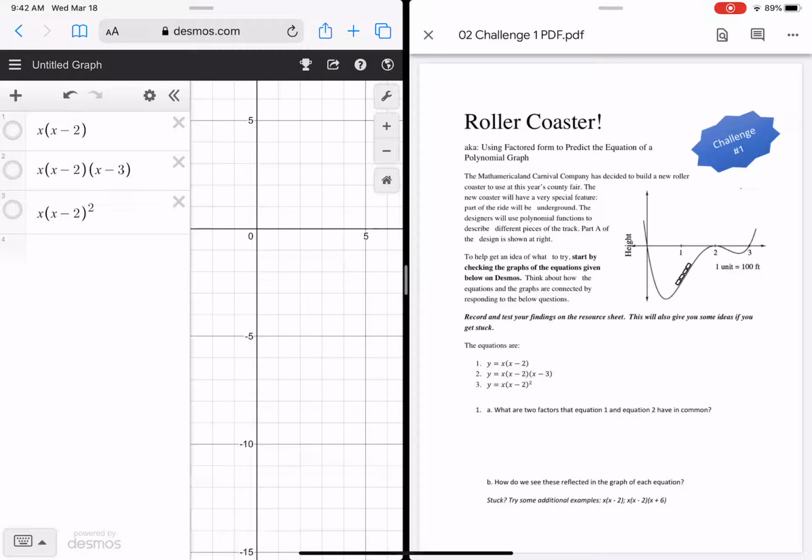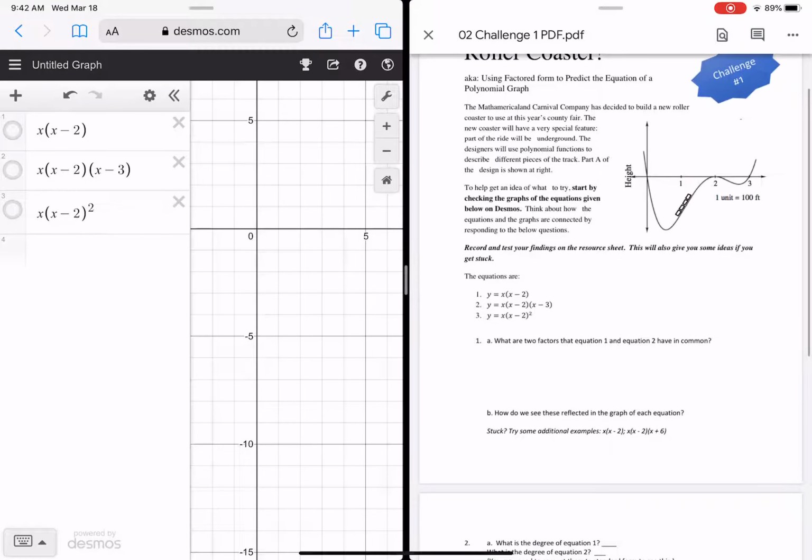All right, you guys, if you don't have access to Desmos, here is challenge one, the roller coaster. So what I'm going to do is set it up on Desmos for you, so you can answer the questions. If you don't have access to Desmos, you can just watch this video. All right, so roller coaster, aka using factored form to predict the equation of a polynomial graph. And if you can't print this out, then you should be writing down the questions on separate paper and giving me pictures of that paper to submit.